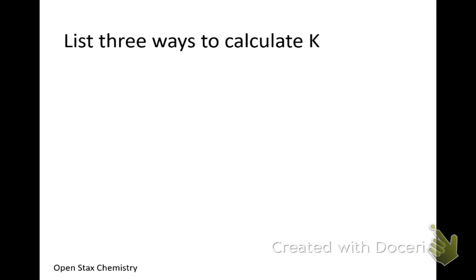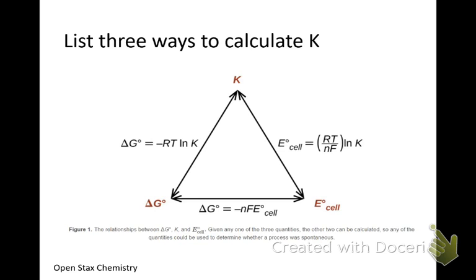So we find that we actually have a lot of different ways to calculate K. In this class, you've learned that you can use delta G to calculate K, and we just learned you can use the cell potential to calculate K, and then remember you can use delta G to calculate the cell potential or vice versa. So if you have any one of those quantities, you can calculate the other two. Delta G and K and cell potential all tell us about the spontaneity of a reaction.